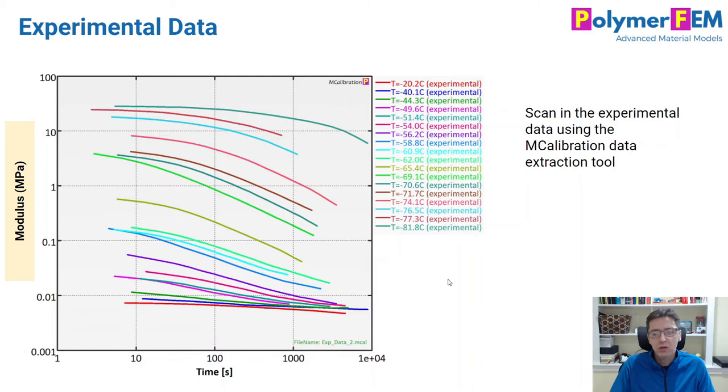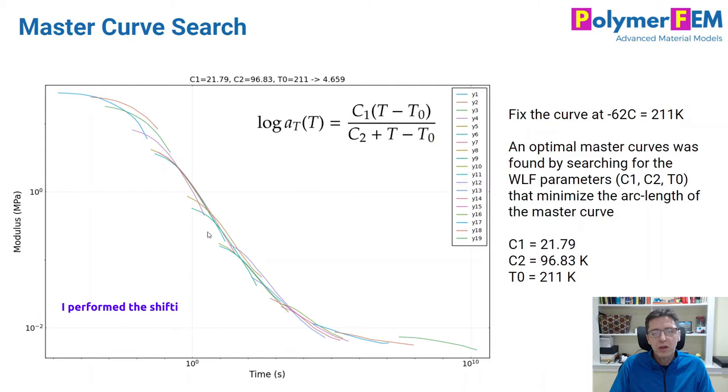To generate the master curve, I used a calculation of how I should shift these to best match a master curve. And here's the WLF equation, which has three parameters, C1, C2, and T0. In this case, I selected T0 to be minus 62 degrees C, which is 211 degrees Kelvin. I picked one of these segments and kept that fixed. That's perfectly fine for a shift like this. And then I fit the other segments as best as possible to get the master curve.